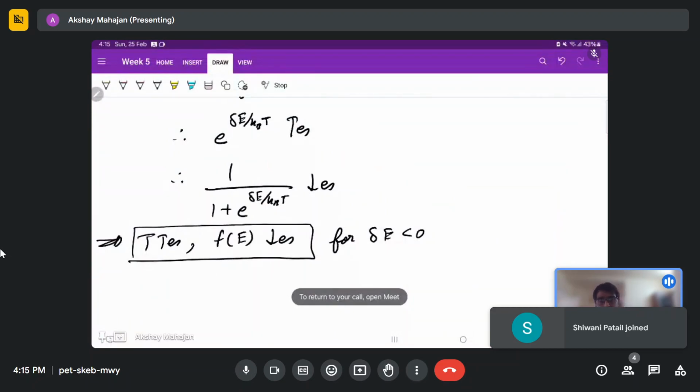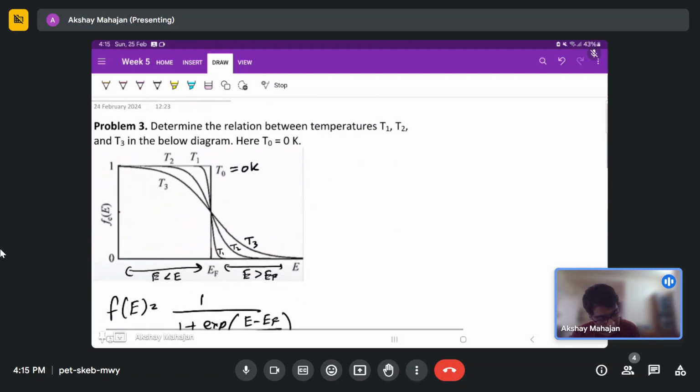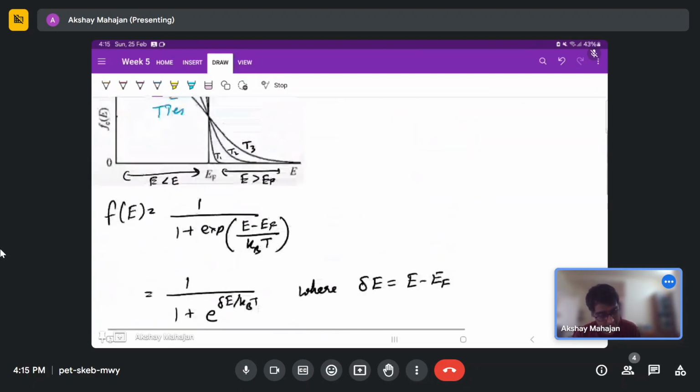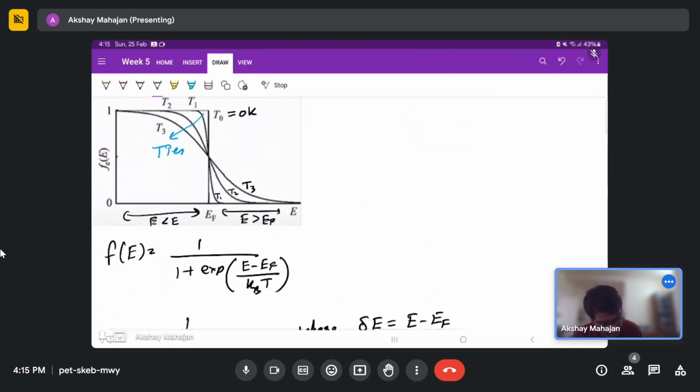Okay, so for del of E less than 0, as temperature increases, the Fermi-Dirac distribution should decrease. If you see this diagram, we can see that yes, for non-zero temperature the Fermi-Dirac distribution is decreasing. Here, in this direction, the Fermi distribution is decreasing, so we know that the temperature is increasing, because we have found this relation that for del E less than 0, this is the region.